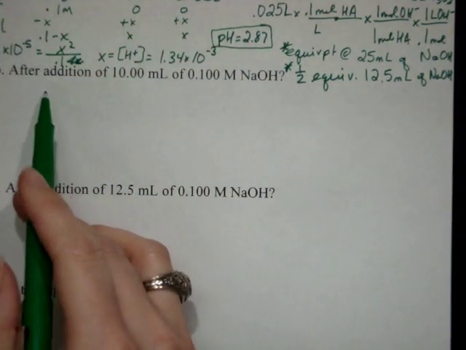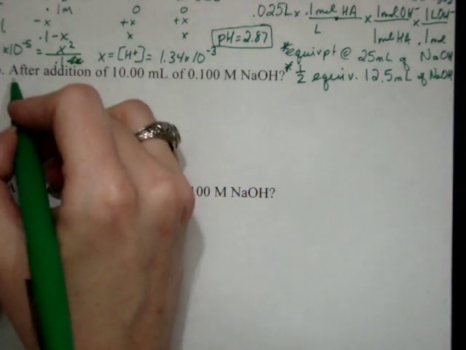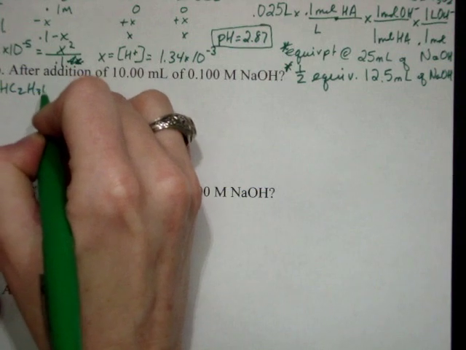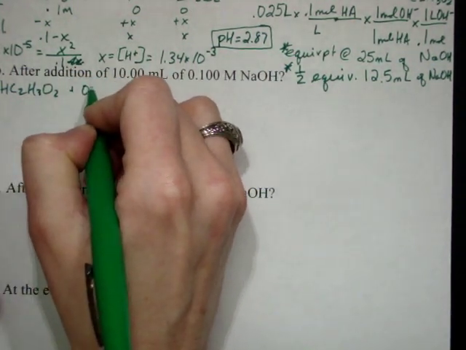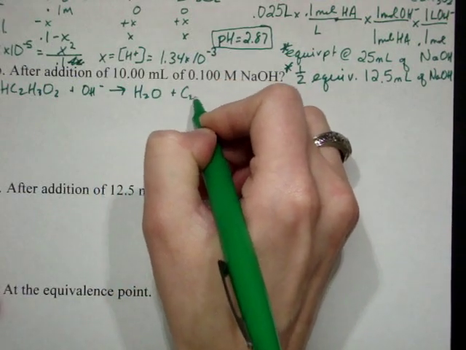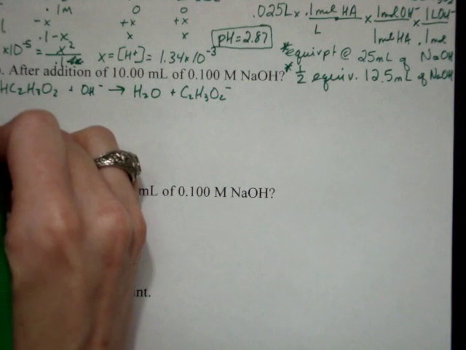All right, for part B, we have 2 steps here because now we do have some of our base. We're going to need a BCA chart. The acetic acid reacts with the hydroxide to make water and the acetate ion. Again, these need to be in moles.